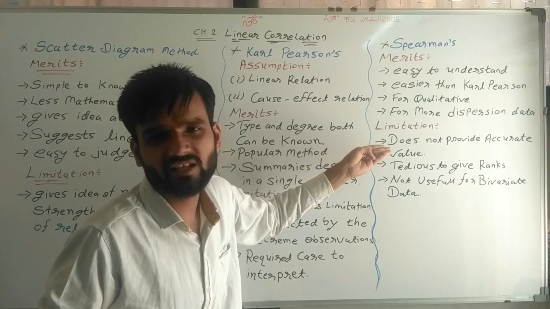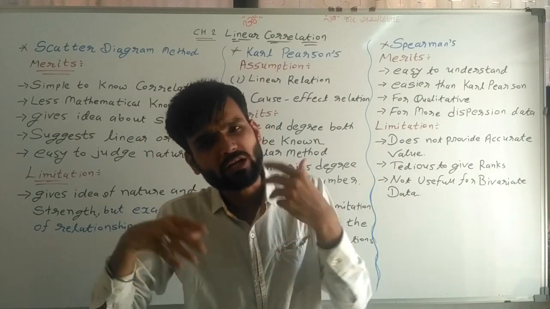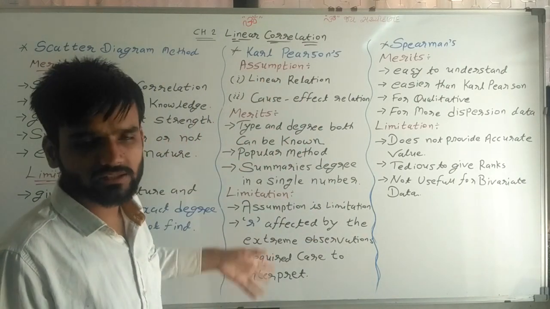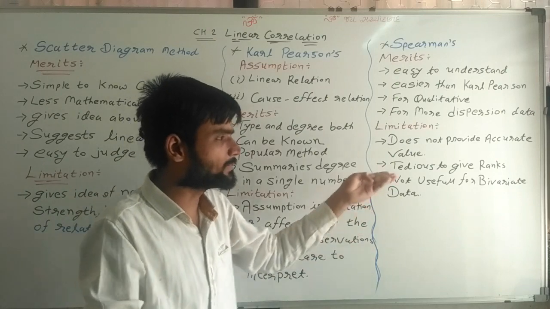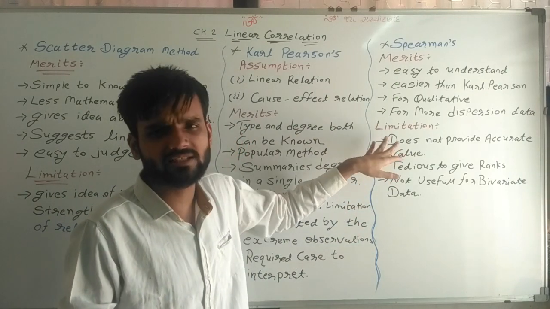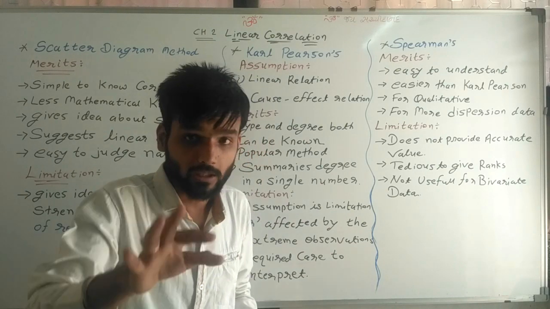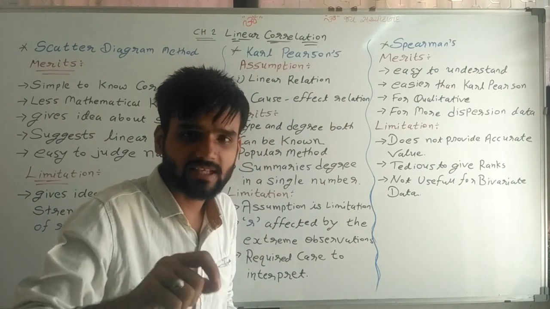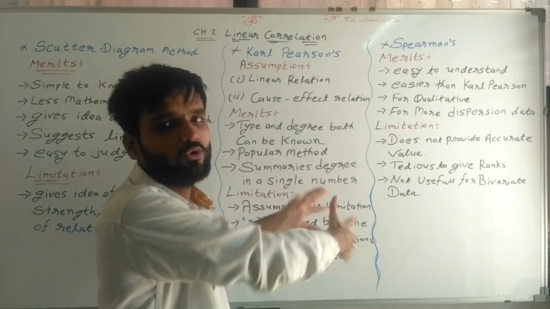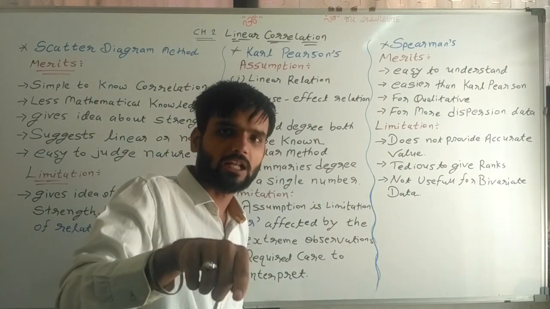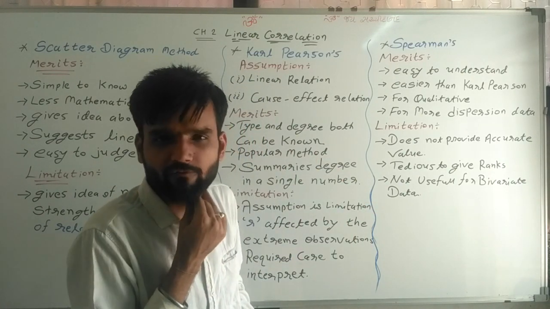But even so it is good. Why? When we are talking about attributes, the Karl Pearson method is not applicable. Then one method is there to apply. So even though there is the limitation, it is favorable to use. Simple. But to write in the examination, you have to write that it does not provide accurate value compared to Karl Pearson. As per Karl Pearson, accurate value can be found. Here, only somewhat accurate value can be found.